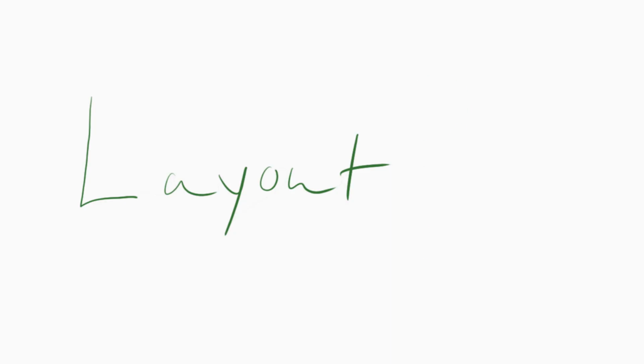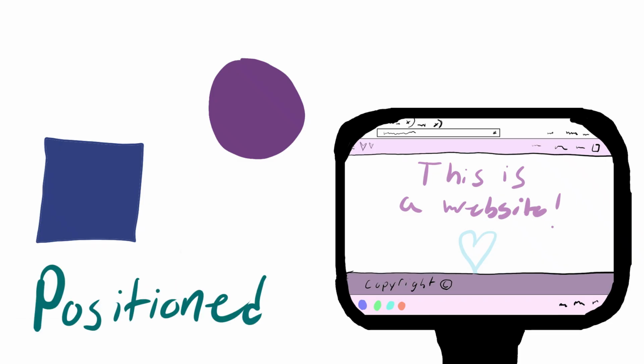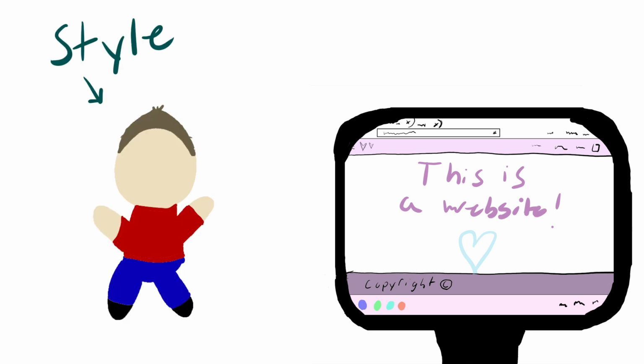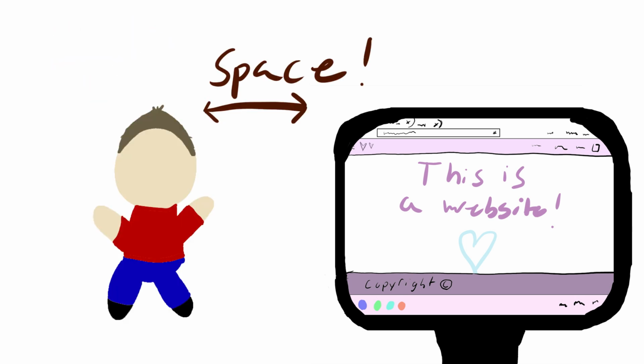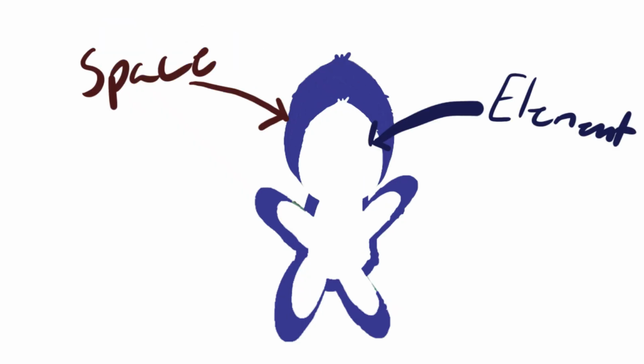So, what is layout? Layout in CSS is basically how things are spaced and positioned. Think of it like this: your website doesn't just need style, it needs space. So, let's start off with padding. Padding is basically the space inside of an element.